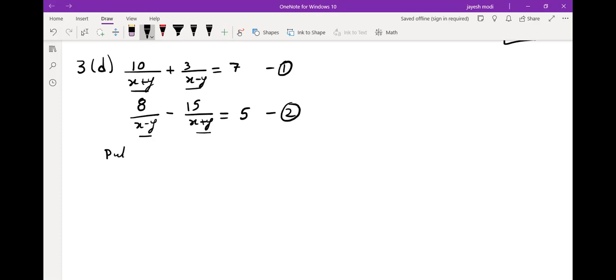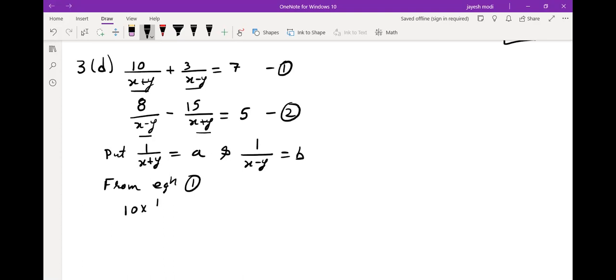So first, we put 1 upon x plus y equals to a and 1 upon x minus y equals to b. Is that clear to everyone? First we have to put 1 upon x plus y equals to a and 1 upon x minus y equals to b. So from equation 1, what do we get? Equation 1 is 10 upon x plus y, which means 10 into 1 upon x plus y, plus 3 into 1 upon x minus y. Is that clear to you?